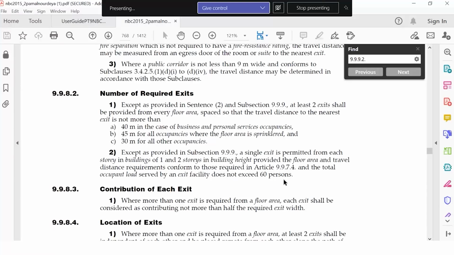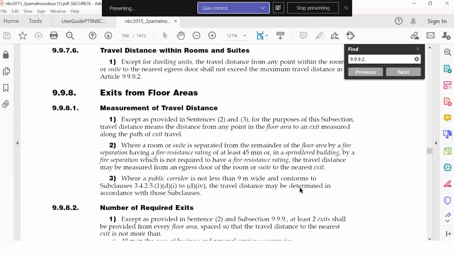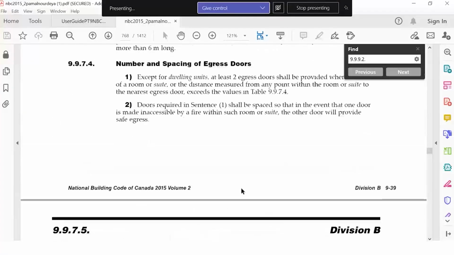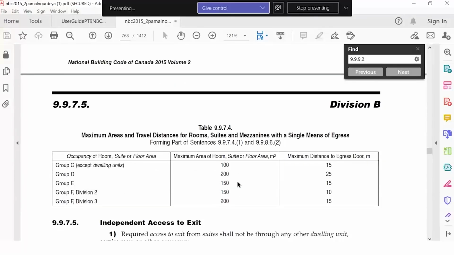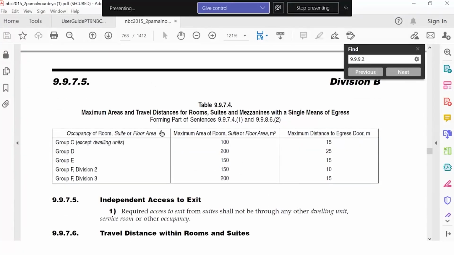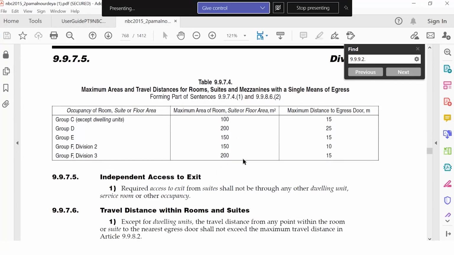So this one is a single exit is permitted from each story in buildings of 1 and 2 stories in building height, provided the floor area and the travel distance requirement conform to those required in Article 9974, and the total occupant load served by an exit facility does not exceed 60 persons. So if I have 9974, I am permitted a single exit. Remember, 9974 was for single means of egress from rooms, suites, and mezzanines. But I can use it also for determining in up to two-story buildings.